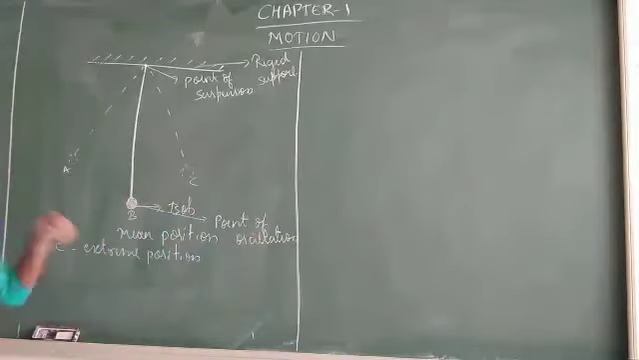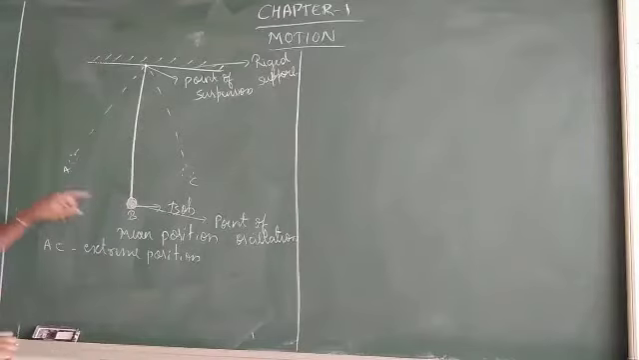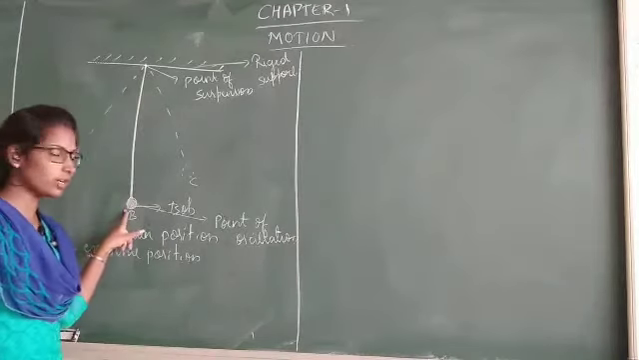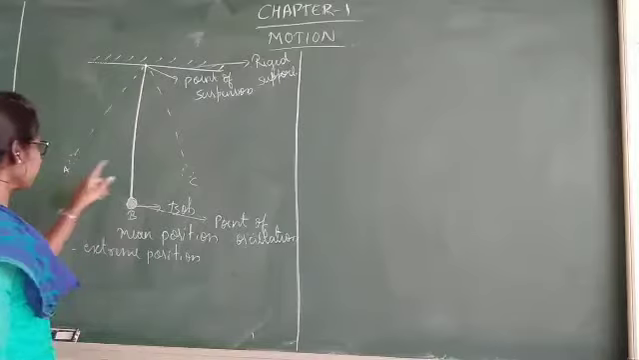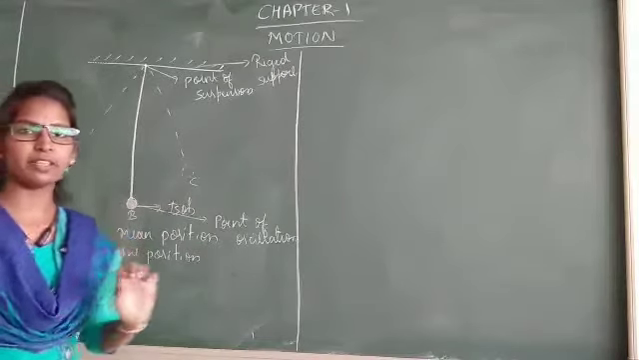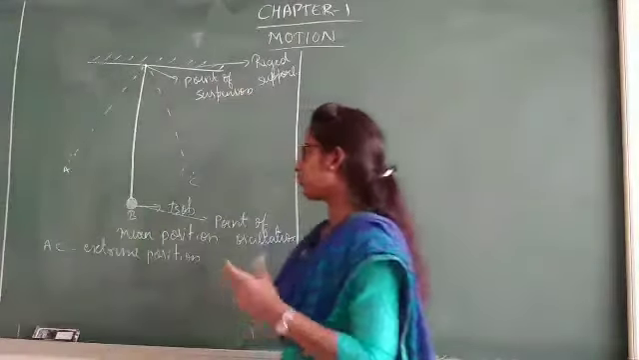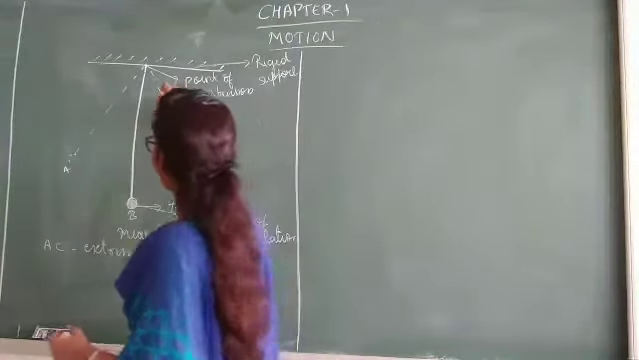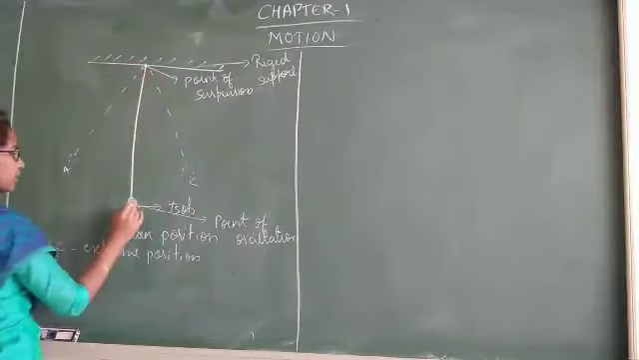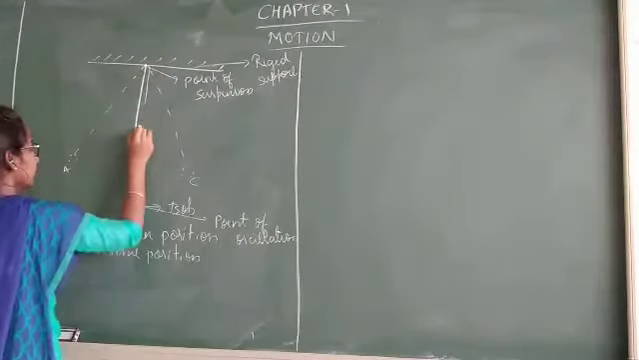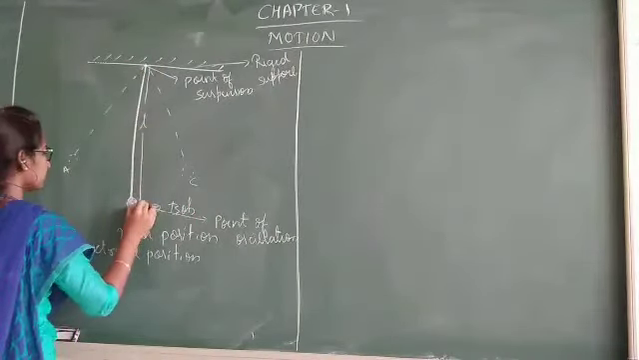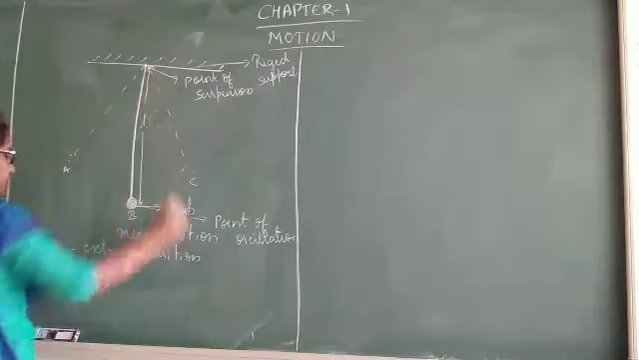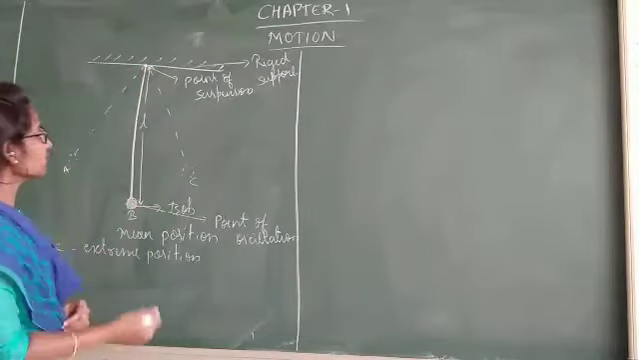Now let's see some of the terms related to the simple pendulum. Mean position is the position of a pendulum when it is at rest, and extreme positions are the positions of a bob when it is at the extreme of its motion. And the length between the point of suspension and the point of oscillation is called the length of a pendulum. Okay, so this is about the parts of the simple pendulum.